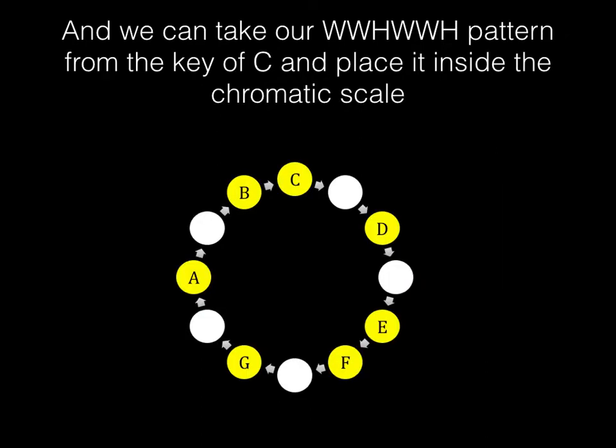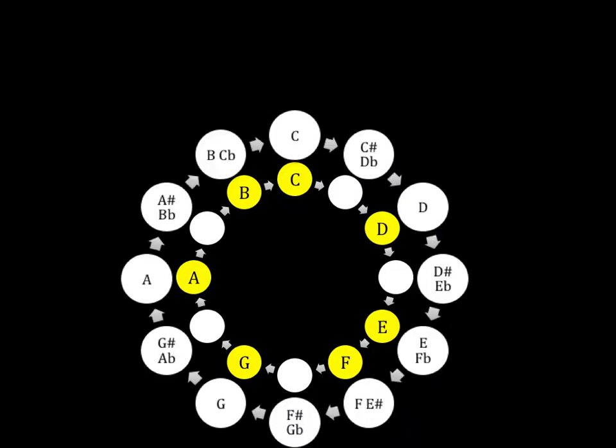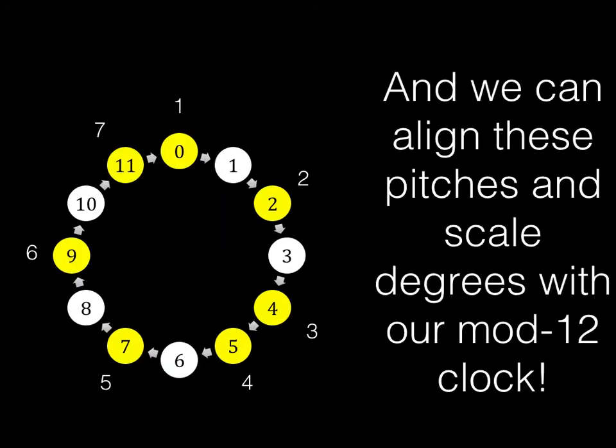And we can take our whole half pattern from the key of C and place it inside the chromatic scale to show how between C and D traverses 2 slots on the chromatic scale. We can also align these pitches and scale degrees with our mod 12 clock to say that scale degree 1, let's say, could happen at 0, and then you go up a whole step to scale degree 2 at 2 o'clock, and then you go up a whole step to 4 o'clock, and then a half step to 5 o'clock, and so on.